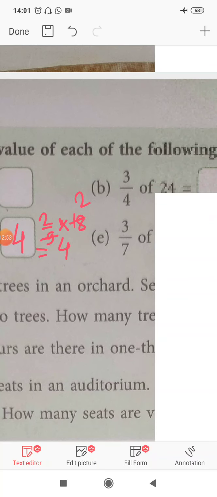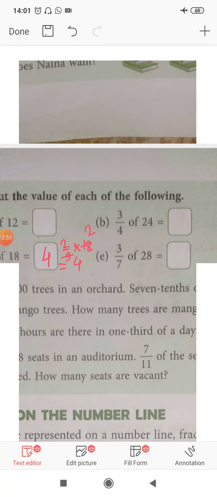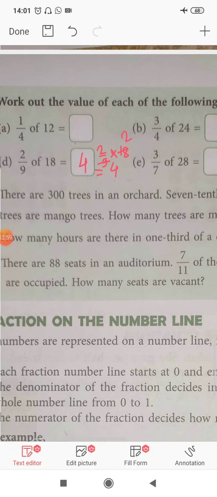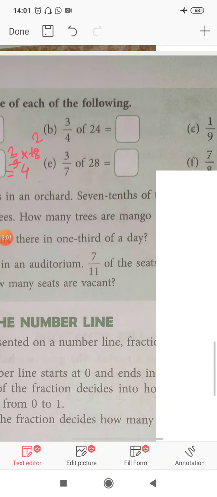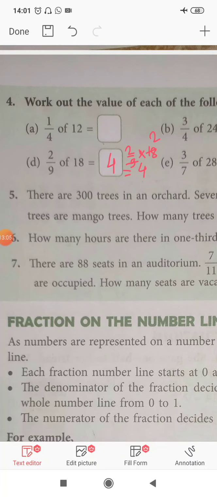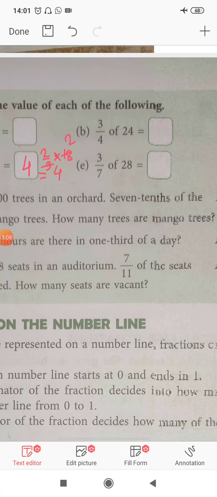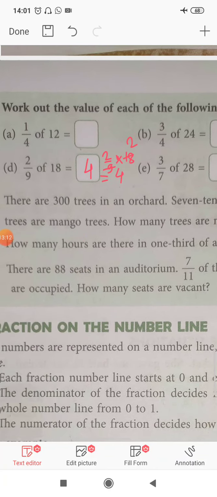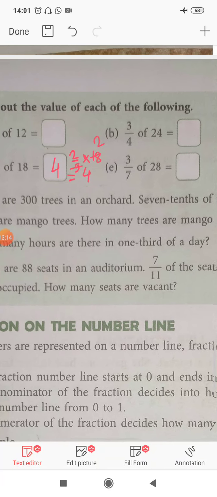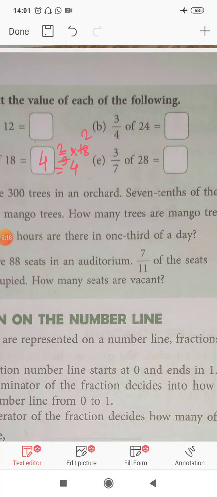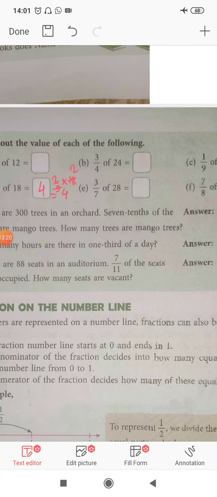Okay everyone, now let's see. Now the question is, there are 300 trees in an orchard. 7/10 of the trees are mango trees. How many trees are mango trees? So there are total 300 trees. 7/10 of the trees are mango trees. So how many trees are mango trees? That you have to find.